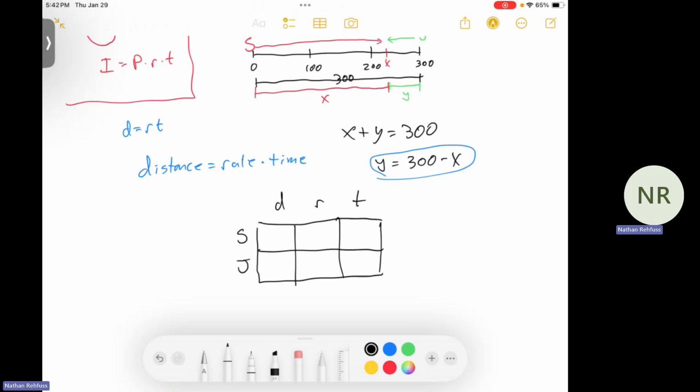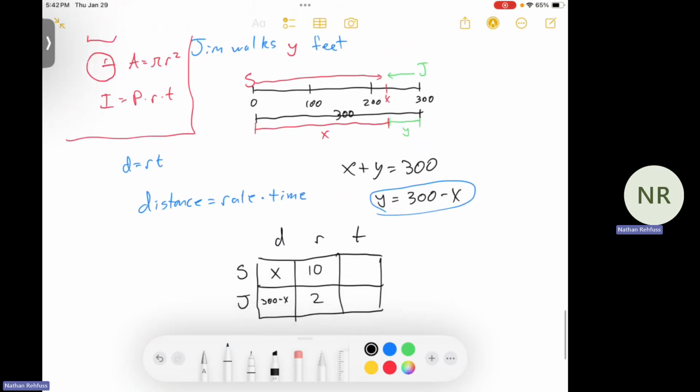I know Snuffles goes x feet. Jim goes y feet, but we can simplify things. We know that y is 300 minus x. So Jim goes 300 minus x feet. For the rates, we were told that Snuffles runs 10 feet per second and Jim walks 2 feet per second. How about the time?